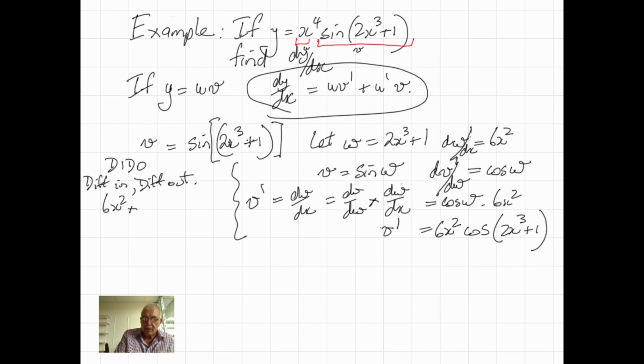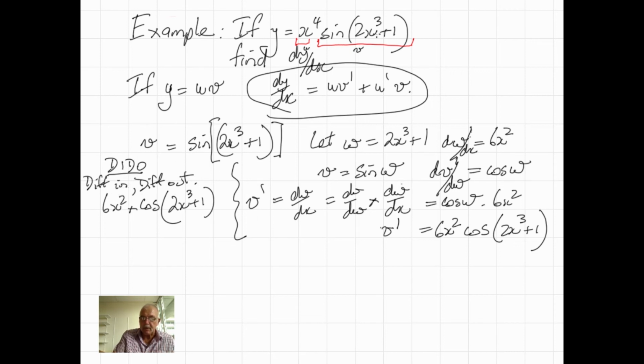Forget about the fact that this is a function here. The derivative of sine is cos, and just write down the bracket. Now that gives you v dash. So diff in, diff out is a shorthand way of calculating the chain rule.